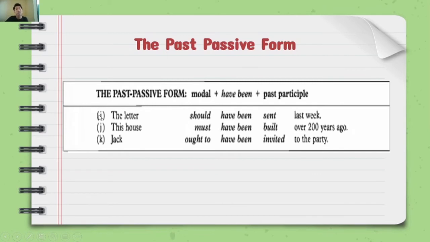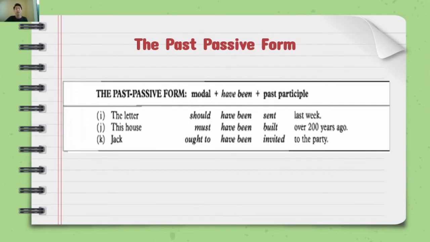Okay, we check example I. The letter should have been sent last week. Example J: This house must have been built over 200 years ago. That is the past passive form. There is an adverb of time in the past, and the process continues until now.